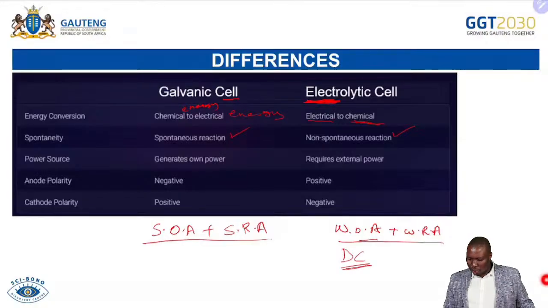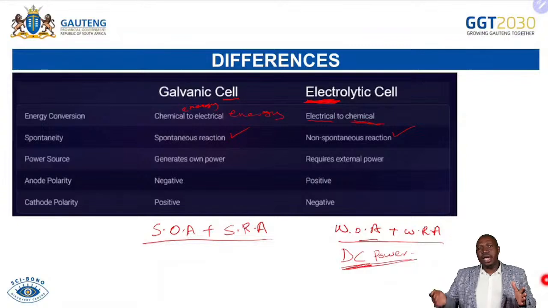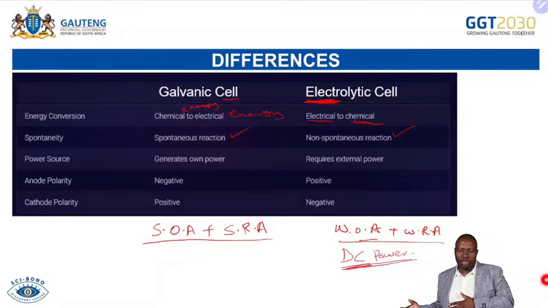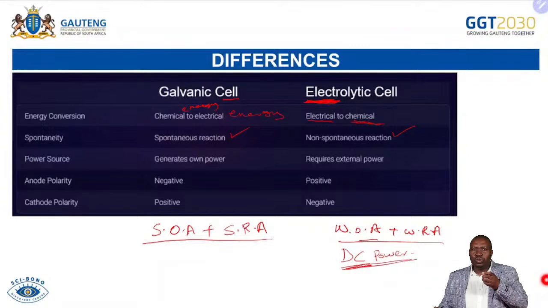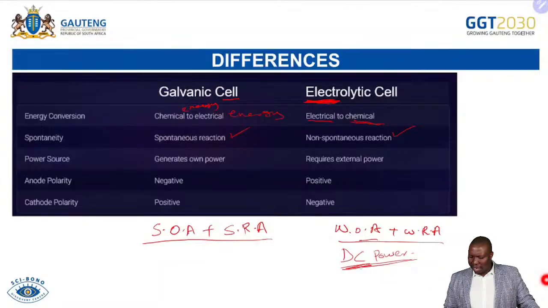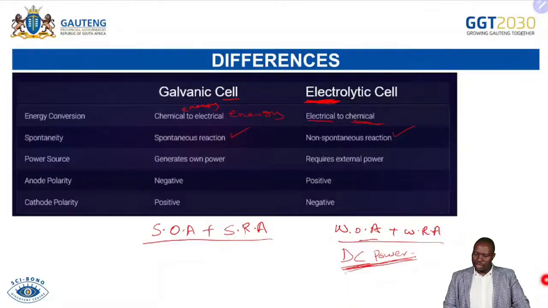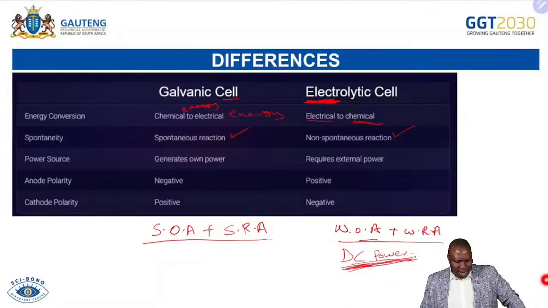And then they always ask you, why do we need a DC power source? You say to ensure that the polarity remains the same, which means your anode and cathode must remain the same throughout. They don't have to swap anode and cathode. So we cannot use an AC power source in terms of electrolytic cell. We must use direct current to maintain the polarity, so that positive must remain positive, which is your anode, and negative must remain negative, which is your cathode. So you are able to see the difference between a galvanic and electrolytic cell.